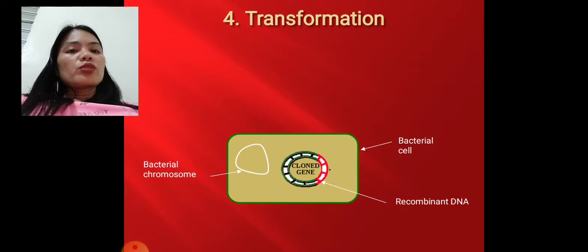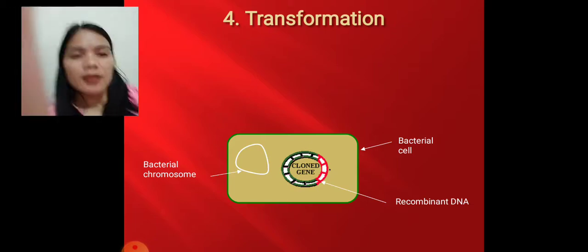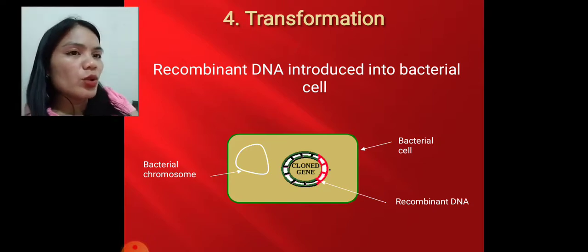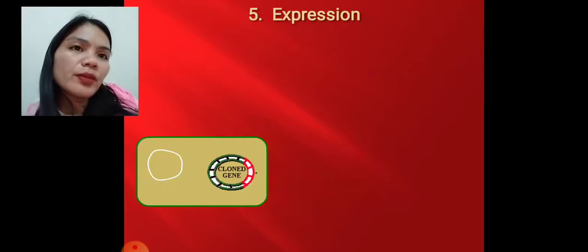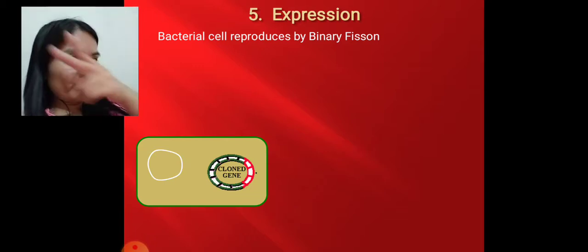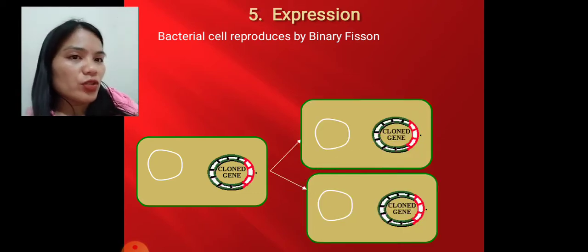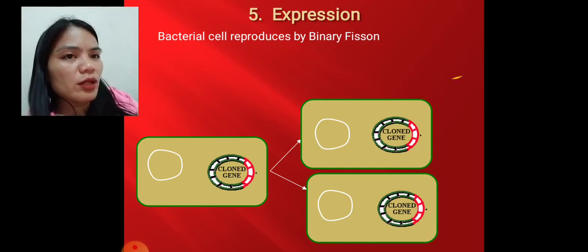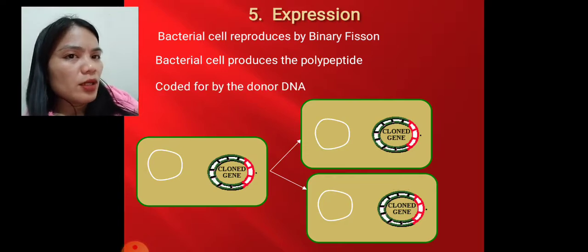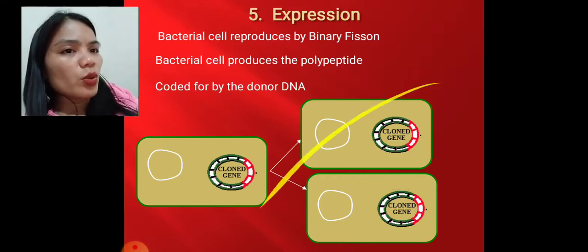Transformation, so bacterial chromosome, bacterial cell, recombinant DNA, yun na yung clone genes o yung kinopya natin na genes. Or ginawa natin na genes. So, recombinant DNA introduced into bacterial cell. Expression, bacterial cell reproduces by binary fission. Nag-cut tayo, di ba? Binary fission. So, yun. From clone gene, ayan, pwede pa siyang i-clone mo pa ulit ng madami. Bacterial cell produces the polypeptide coded for by the donor DNA.